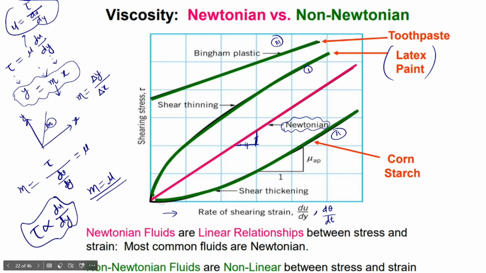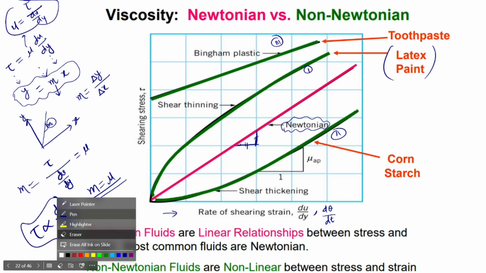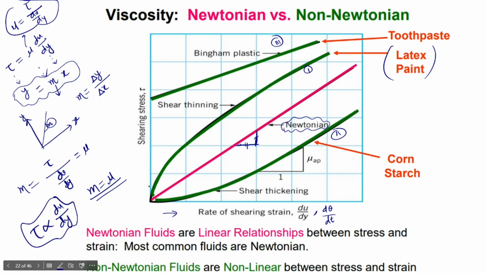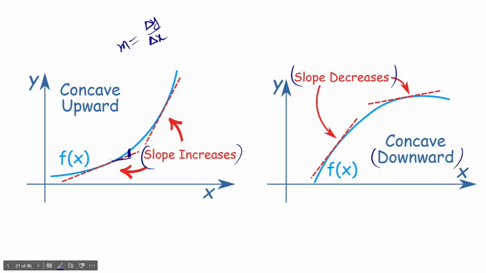Now let's discuss shear thinning fluids. What do you even mean by shear thinning? Here, as we increase the rate of shearing strain, we get a curve like this. Look at curve number 1. We get a curve like this, and this is a concave downward curve, and we know that if the curve is downward, the slope is decreasing.